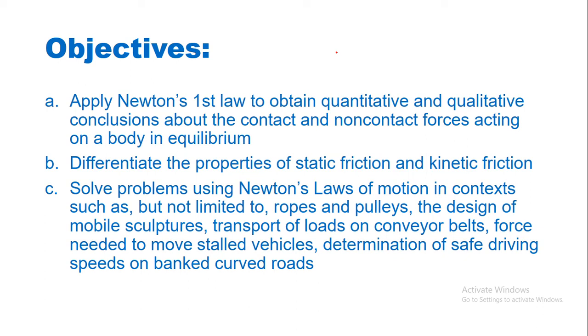Let's begin with the set of objectives in the discussion for the first law. We have: apply Newton's first law to obtain quantitative and qualitative conclusions about the contact and non-contact forces acting on a body in equilibrium; differentiate the properties of static friction and kinetic friction; and solve problems using Newton's laws of motion in contexts such as, but not limited to, ropes and pulleys.